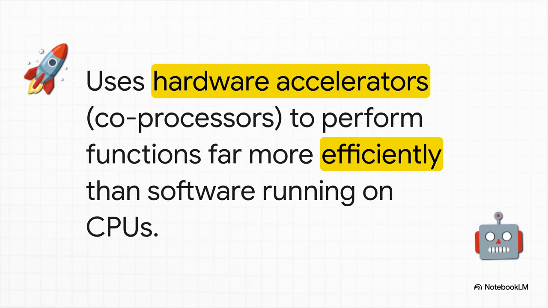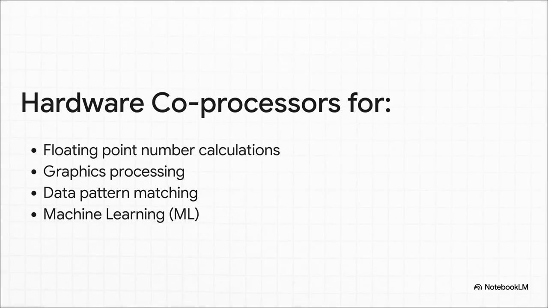Now, this isn't just a race car. This is a highly specialized vehicle, kind of like a Mars rover or a jet fighter. It's equipped with extra hardware. We're talking coprocessors like GPUs that are designed to do very specific, very intense jobs way more efficiently than a standard CPU ever could. So what are these coprocessors built for?